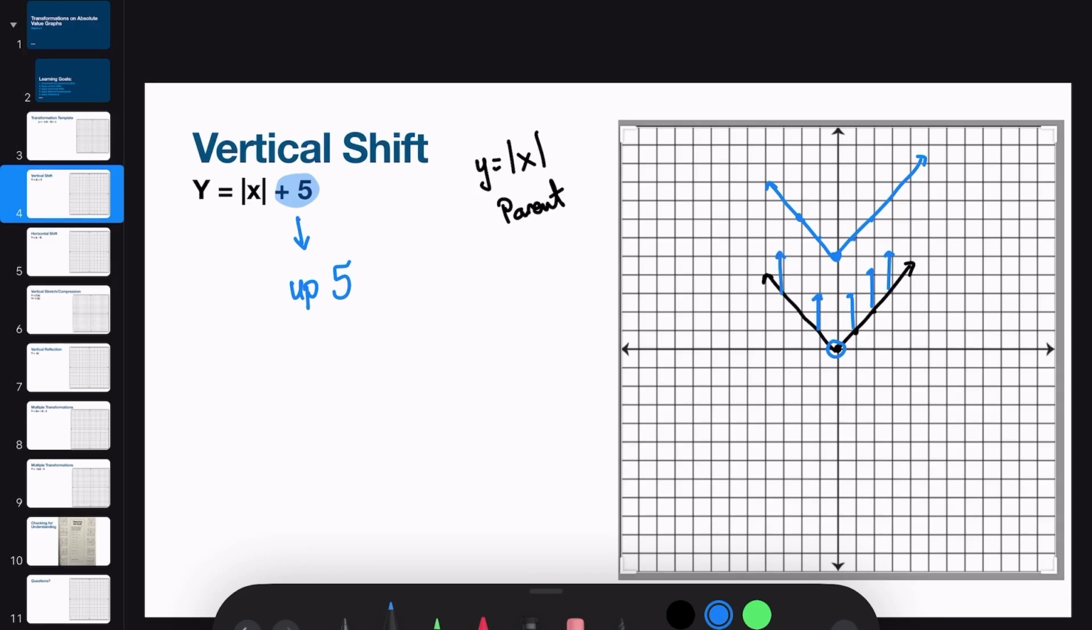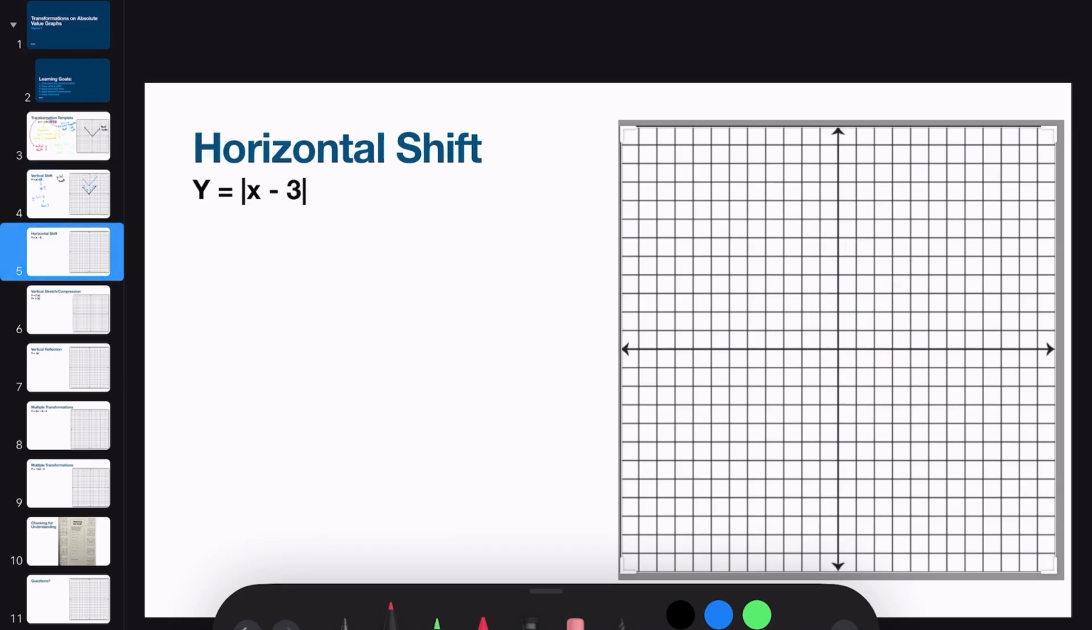If that was like y is equal to the absolute value of x minus 3, that minus 3 is telling me that it's going to go down 3. So we take our parent function, we move our origin 1, 2, 3 down, and that whole graph shifts down 3 units. Okay, so that was your vertical.